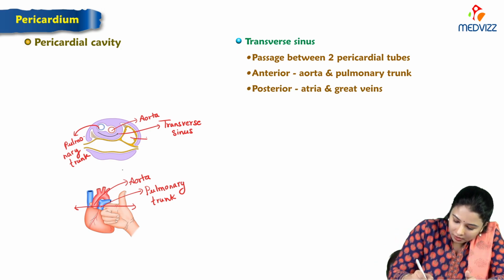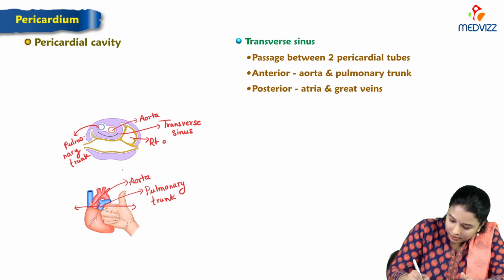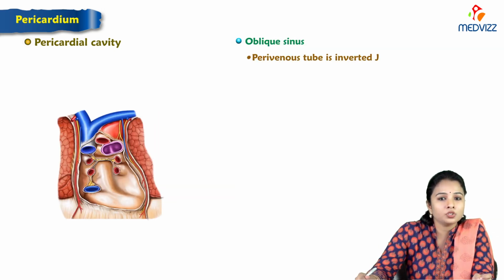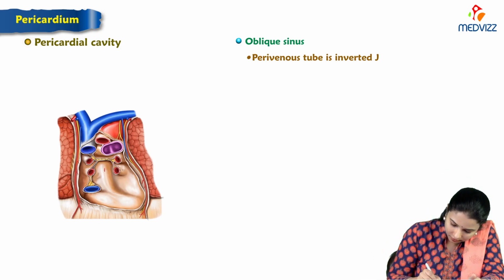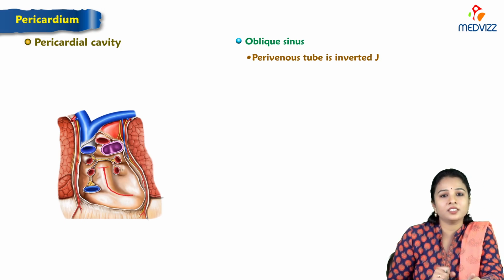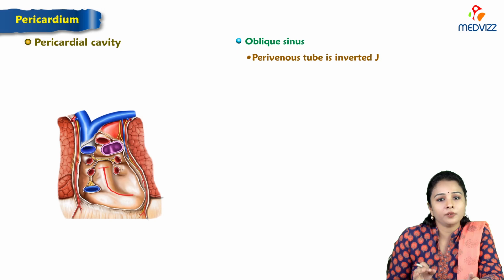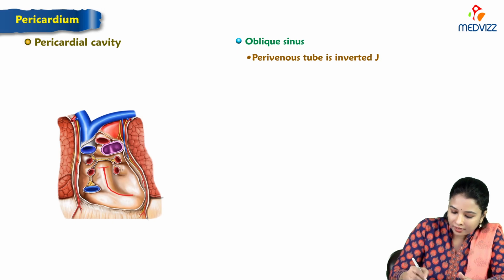So here this is the right atrial cavity. This is the left atrium. Moving on to the oblique sinus, the perivenous tube is like an inverted J. You can see here, it is inverted J like. So this is called the oblique sinus. The oblique sinus is a perivenous tube which is like an inverted J. It is called a cul-de-sac.